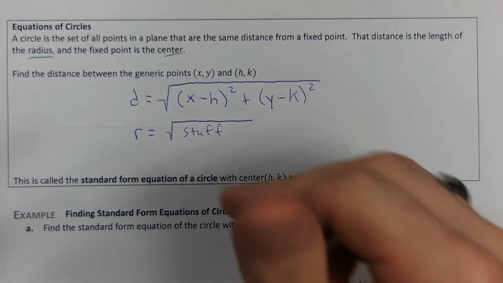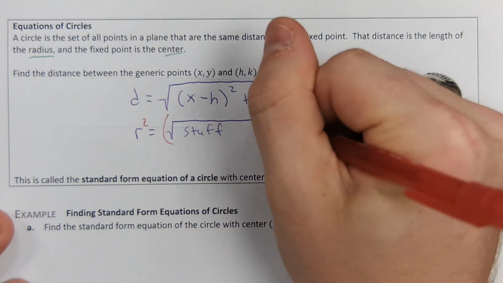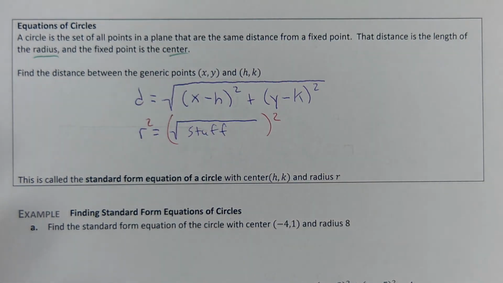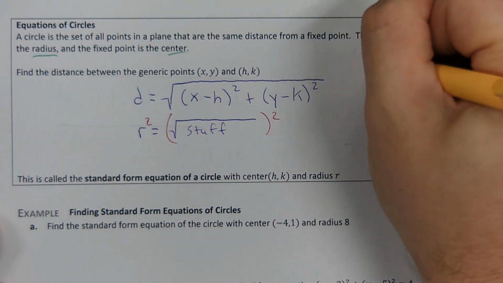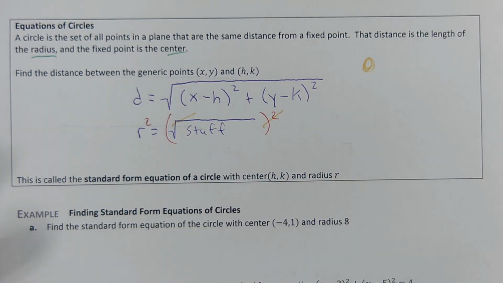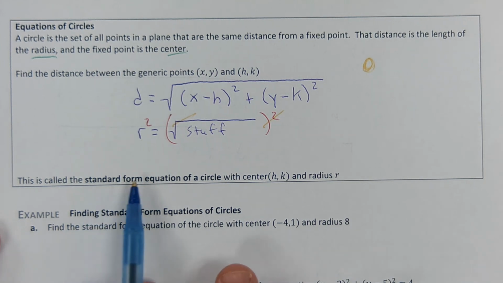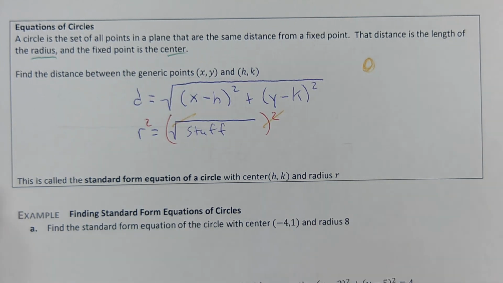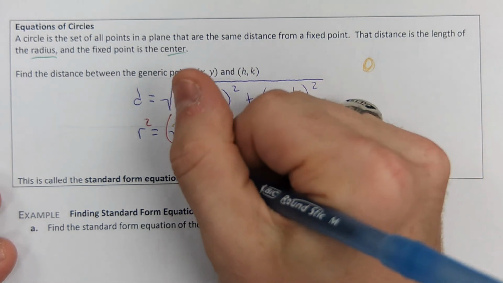You square both sides, yeah. So if we square both sides, what's going to happen here is that the radical will be canceled by the exponent, and what you are left with is the standard form equation of a circle with center (h, k) and radius r.